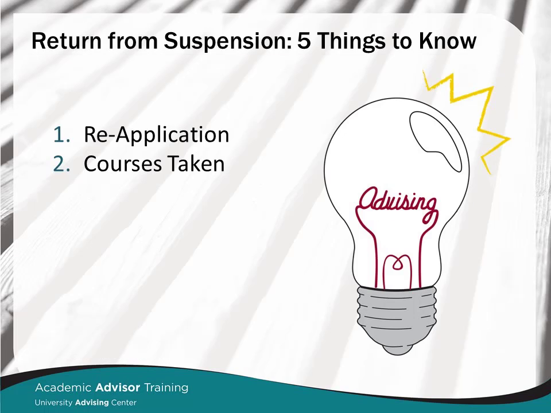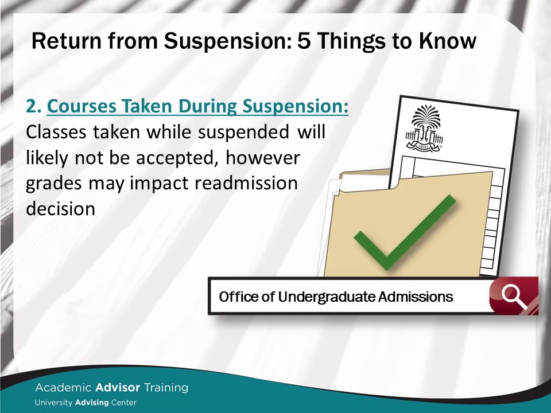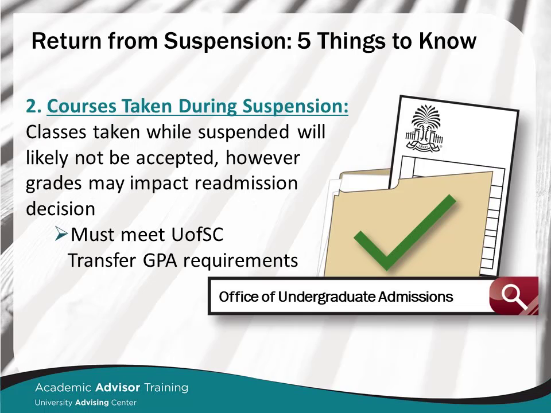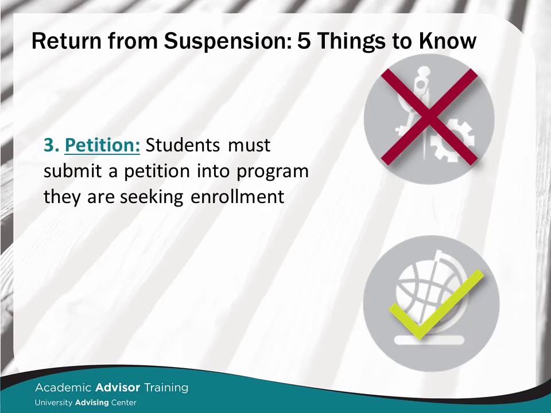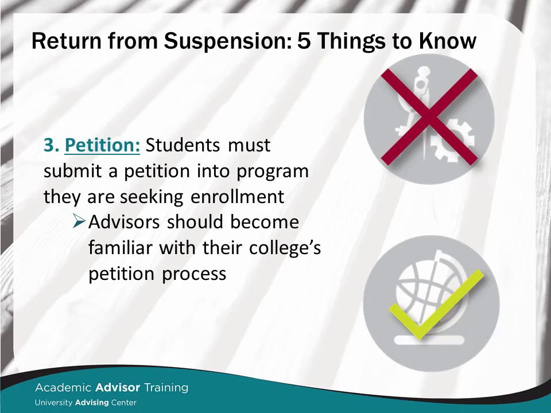2. Courses taken during suspension. While credits for courses taken at another institution while suspended may not be accepted at U of SC, grades for courses taken are considered in the readmission decision. Students who take courses at another institution while suspended must meet U of SC's transfer admission GPA requirements. 3. Petition. Students must submit a petition for admission into the college or program where they are seeking enrollment. Advisors should become familiar with their college's petition process.